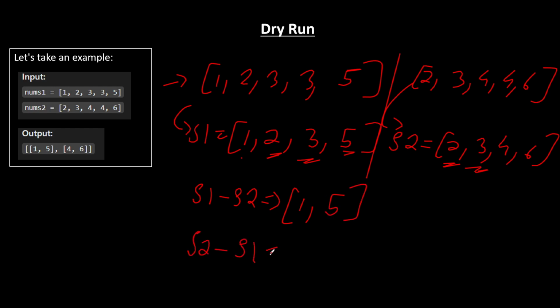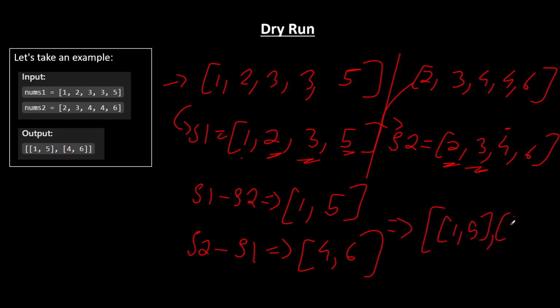S2 minus S1. 2 is present in both, 3 is present in both, 4 is not present in S1, right? We take 4. And I guess 6 is also not present in S1, so we take 6 also. And at the end, we return 1, comma 5, comma 4, comma 6. Fine. Always keep in mind that when you do S1 minus S2, all the elements from S1 which are common, or basically which are in S2 also, will be eliminated, and all the elements which are not in S2 will be present. Similarly for S2 minus S1. Okay, I hope you understood the dry run.